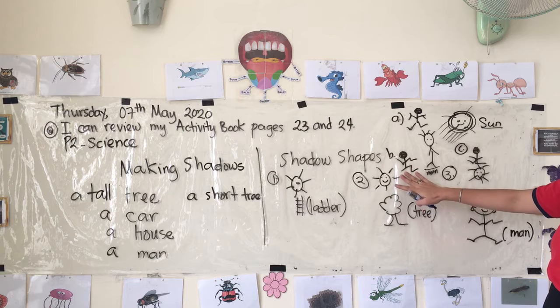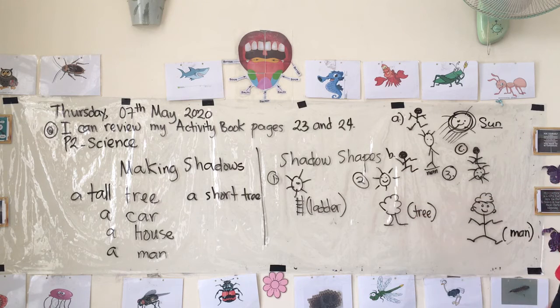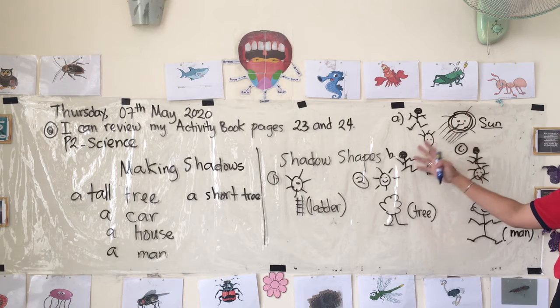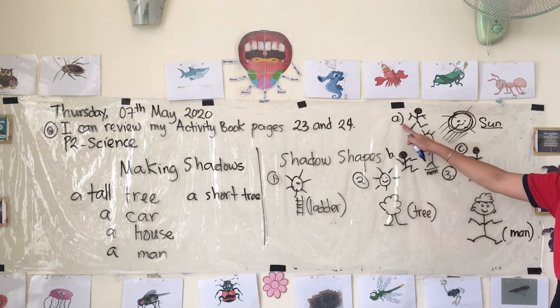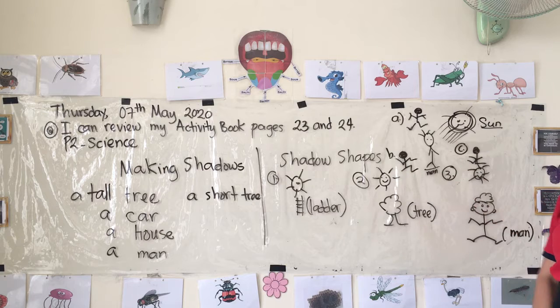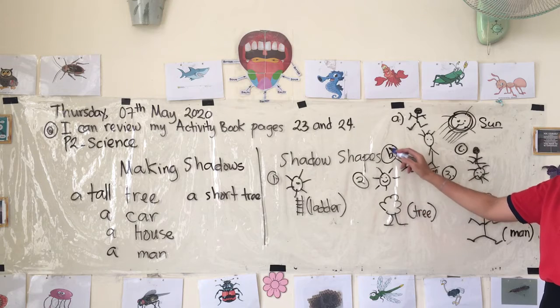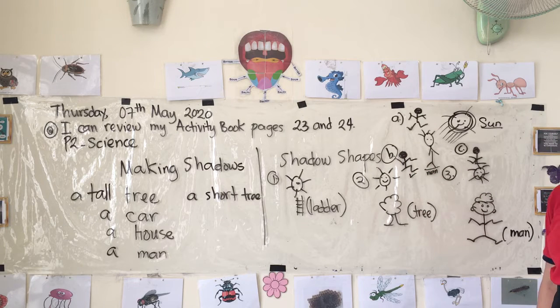So I think it should be lower, but it's okay. And C over this side. So if the sun is here, the light is going this way. So where is the correct shadow? A, B, or C? What do you think? It's shadow letter B. Very good. The correct answer is B.